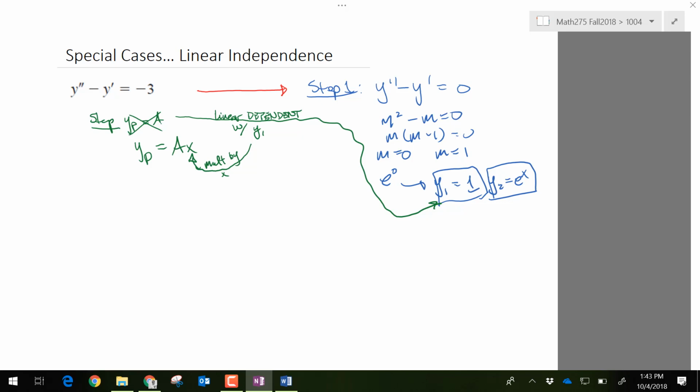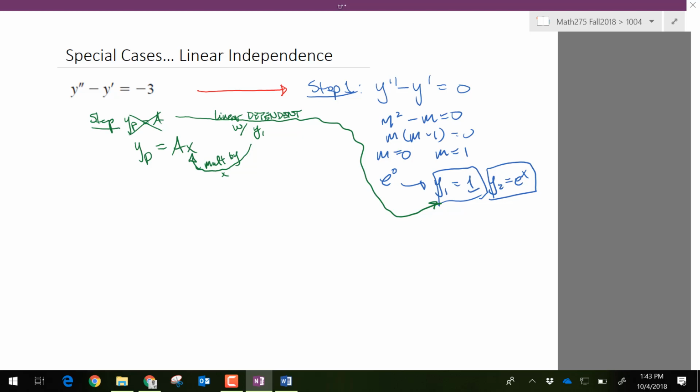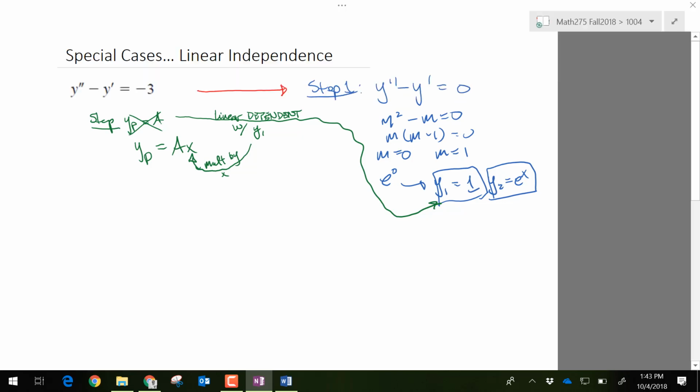We're not switching. We're just multiplying by the easiest thing to multiply by, which is x, to make it not linearly dependent. Okay, because remember, at the end, we'll jump to the end here briefly. At the end, your general solution is going to start off with C1 times 1 plus C2 times e to the x plus whatever we find here in our second step.